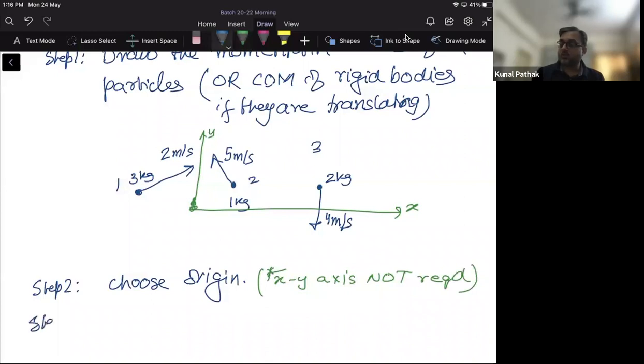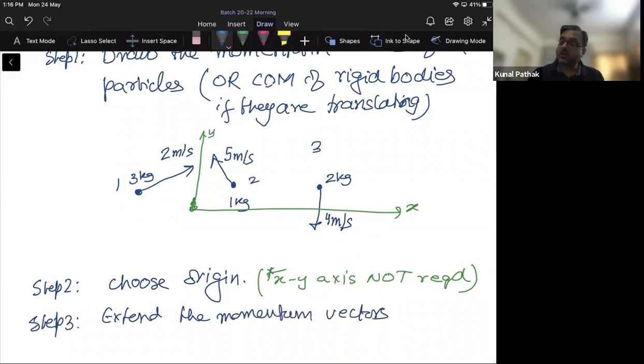Okay. Step 3. Extend the momentum vectors. And now you see that I have not really drawn the momentum vectors. I have simply drawn the velocity vectors. But you know that the momentum vector will be the same, right? In the same direction at least.